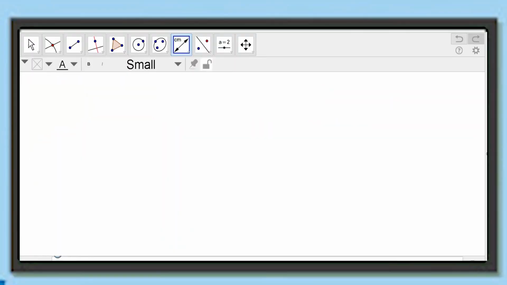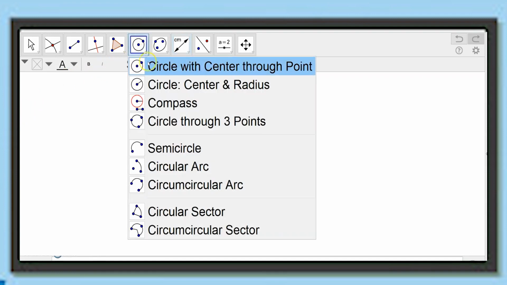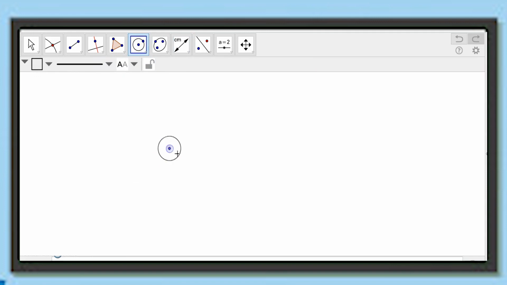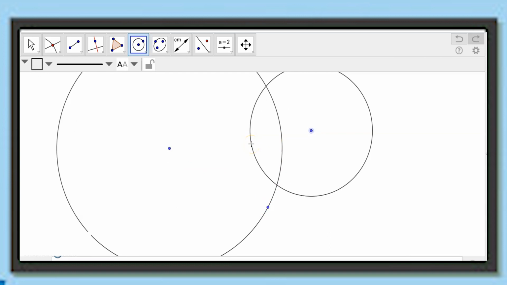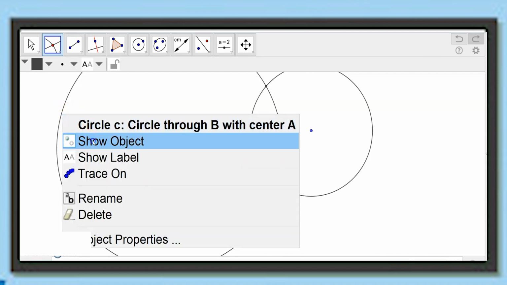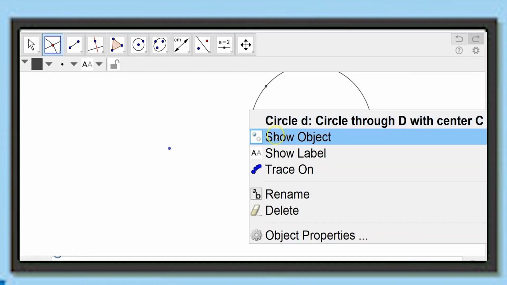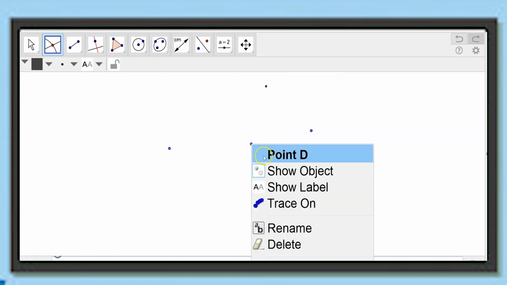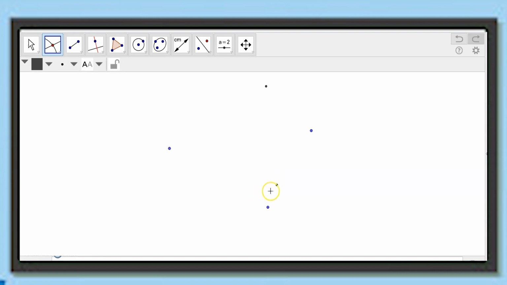So, children, now let us construct that special variety of quadrilateral which I was talking about, for which I take a circle with center through point and draw a circle. Next, with the same tool I draw another circle such that it intersects the previous circle. Now, you can see there are 2 points of intersection between these circles. So, I mark this using the intersect tool and I get the 2 points. Now, let me remove all these circles which I do not require now, and I remove these extra points again which is not required for our construction.